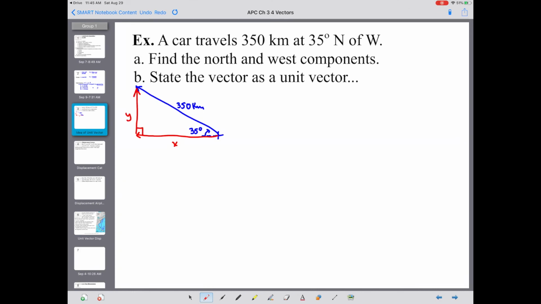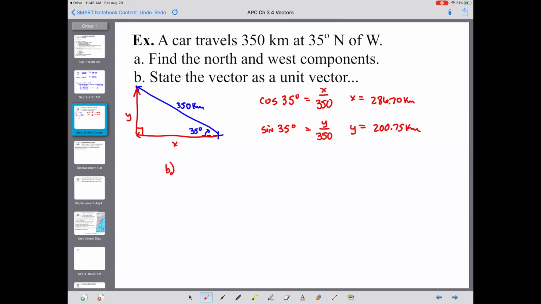That just involves trig. It is a right triangle, so then we would use trig to be able to find those two sides. Cosine of 35 degrees, that's going to give us the adjacent side x over the hypotenuse 350. Sine 35 degrees, opposite side, y over 350. So when we solve this down, we're going to get an x value of 286.7 kilometers and a y value of 200.75 kilometers. That's pretty much how we worked them out last year.